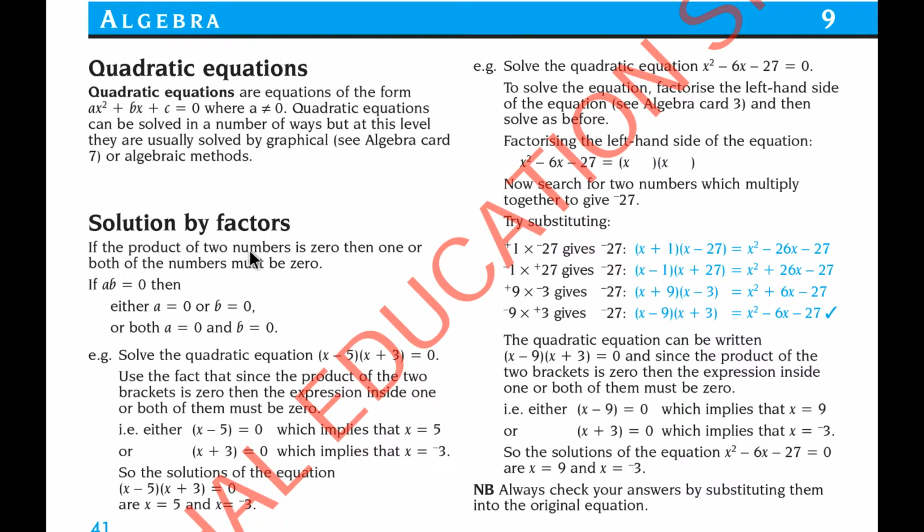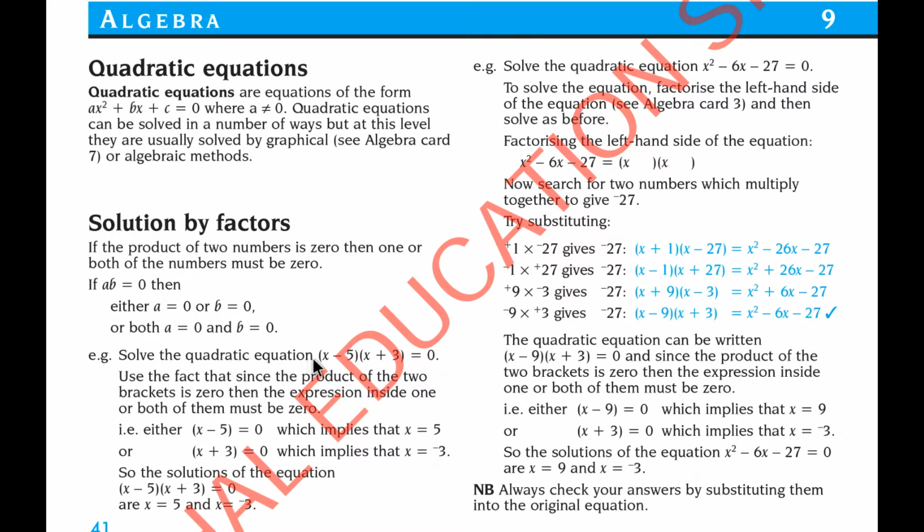If the product of two numbers is 0, then one or both numbers must be 0. If ab = 0, then either a = 0 or b = 0, or both could be equal to 0 also. 0 times 0 is also 0, no? So 0 times any number is 0, and any number times 0 is also 0. Two zeros when you multiply also give 0.